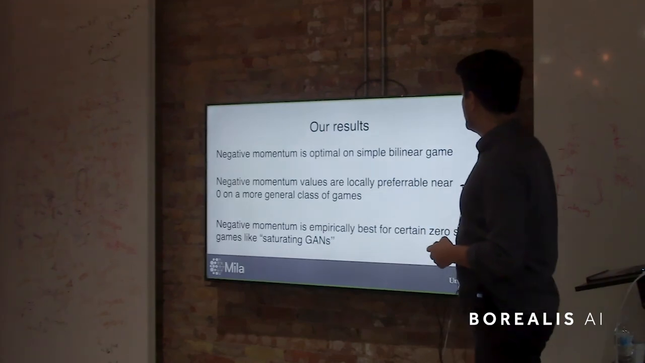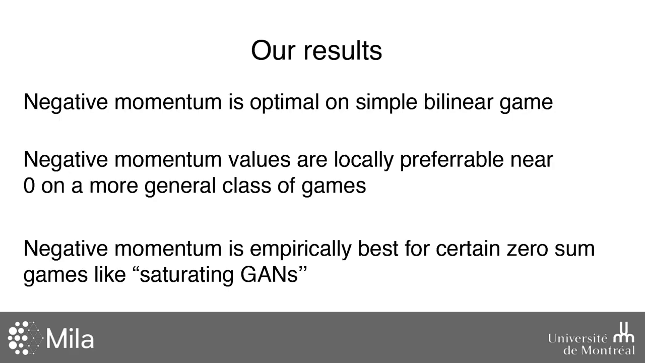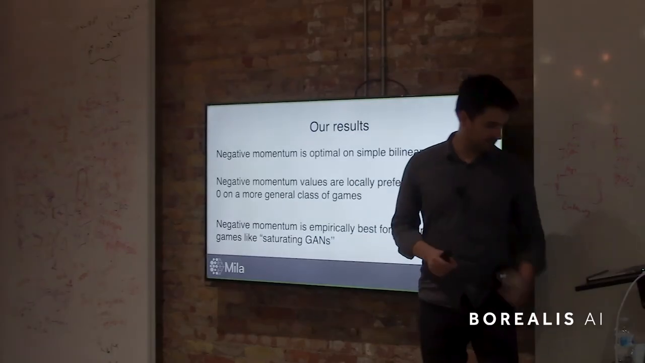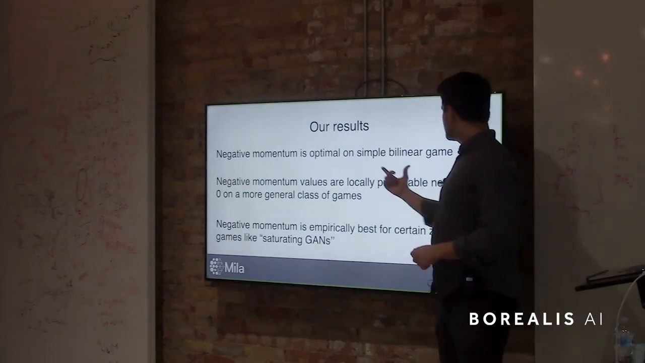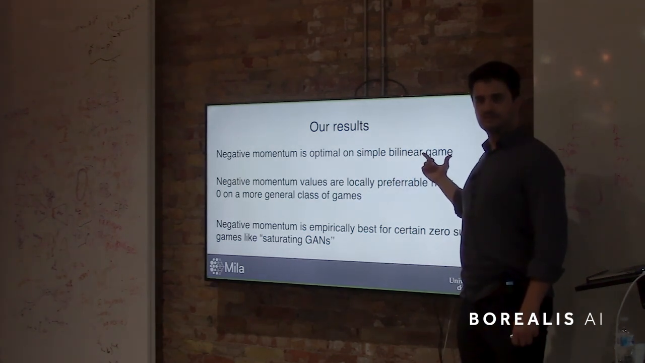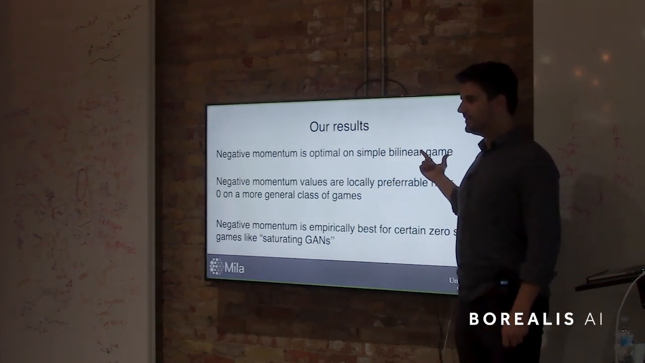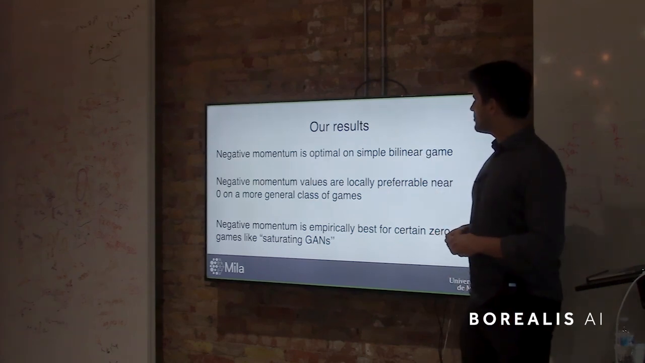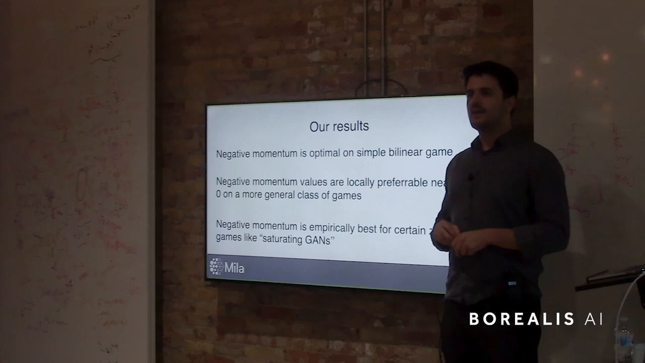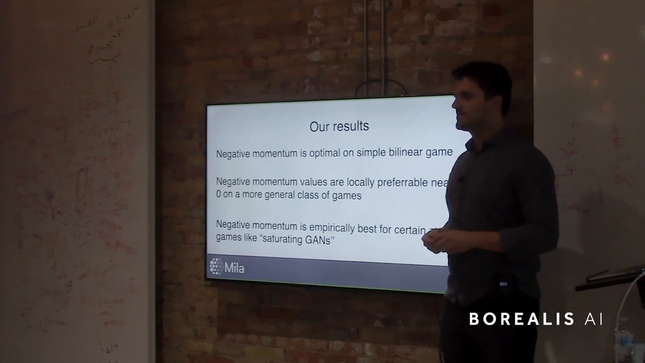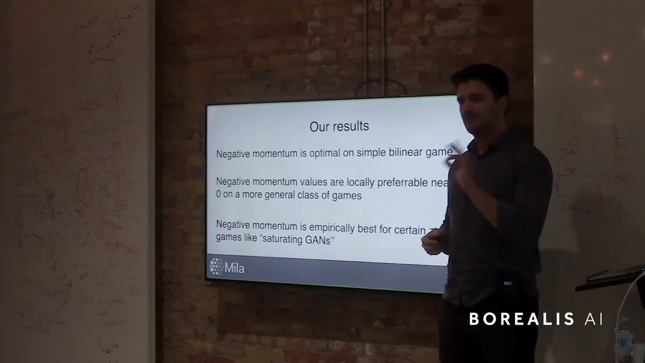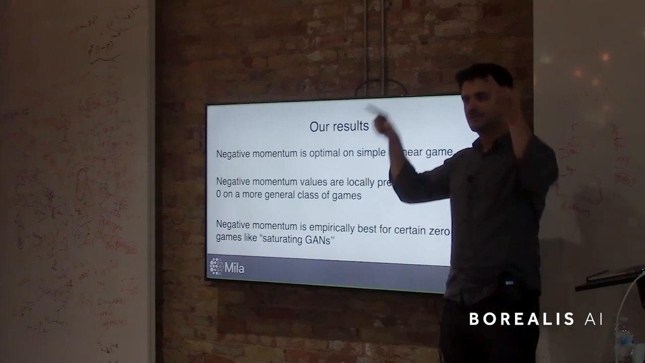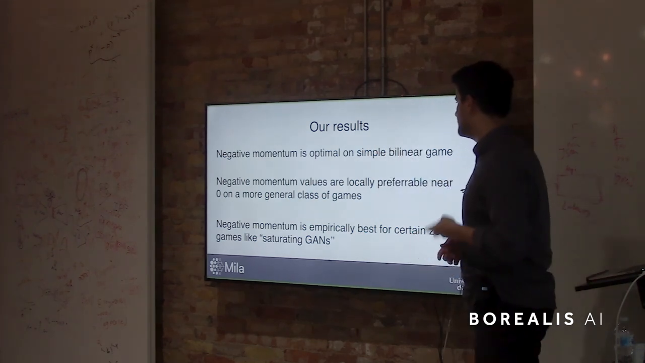So this is a summary of our results, and because we're running out of time, I will do a targeted attack on one of them. Okay, we have 5 minutes. The summary of our results is the following. If we focus on a very simple class of games called bilinear games, I will define that, then negative momentum is optimal and it's actually necessary to get convergence if we're just focusing on gradient-based methods, specifically momentum methods. I will describe the box in which we're making this statement in the next slide.